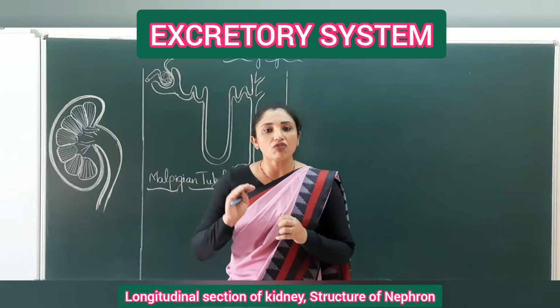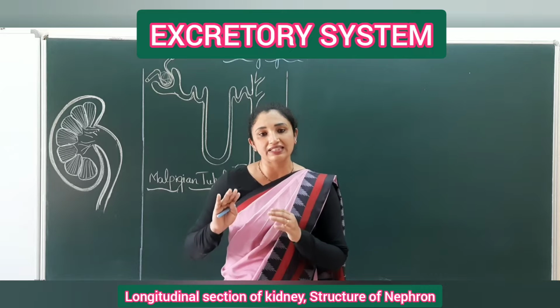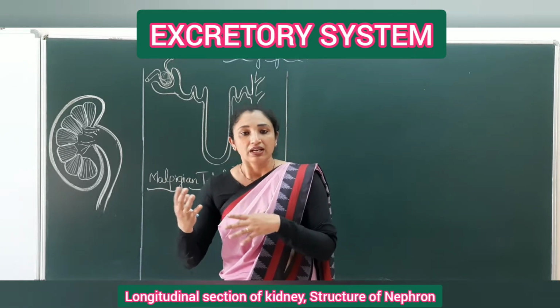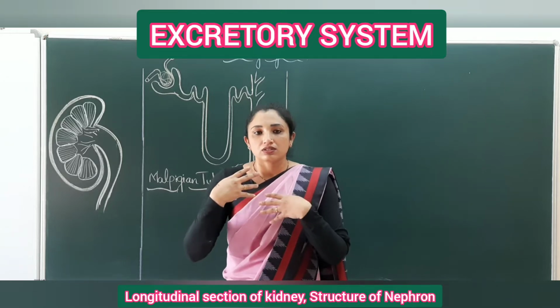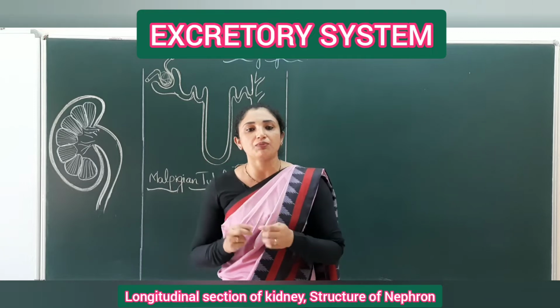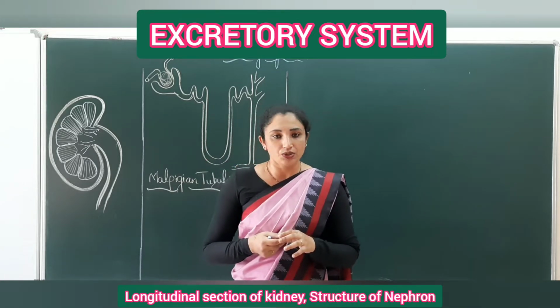If the production of ADH is reduced, then the formation or secretion of the urine will be more, and the content of the food which increases the urine secretion in the body, we call them as diuresis.